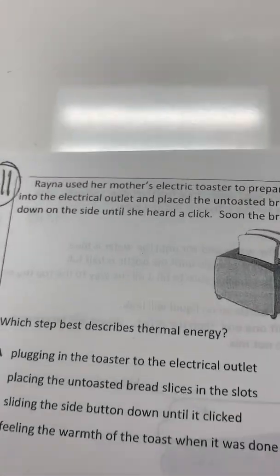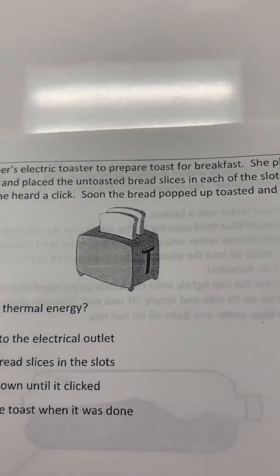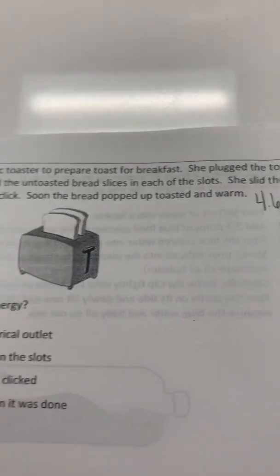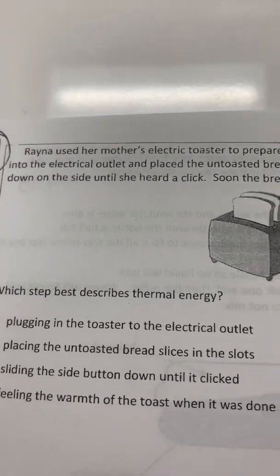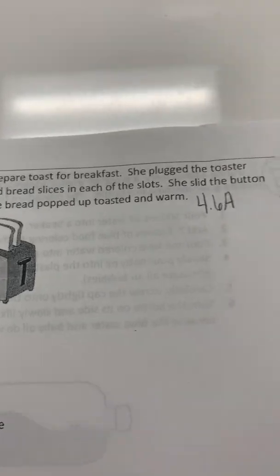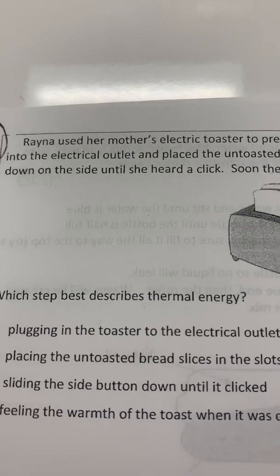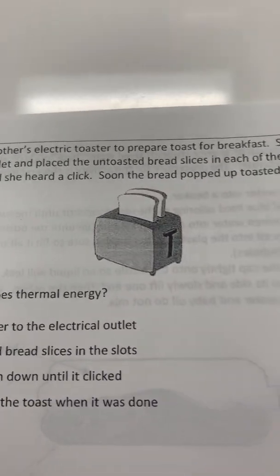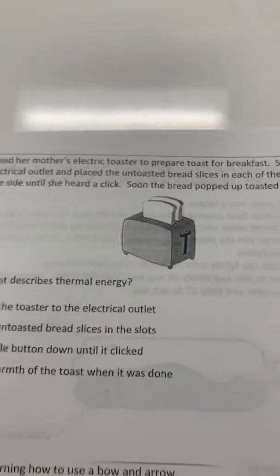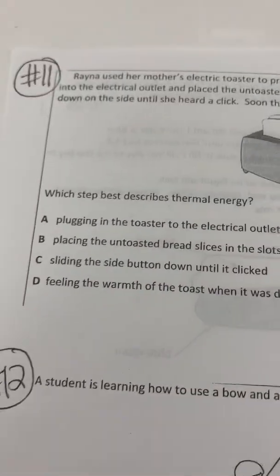Let's go to number 11. All right. Raina used her mother's electric toaster to prepare toast for breakfast. She plugged the toaster into an electrical outlet and placed the untoasted bread slices into the slots. She slid the button down the side until she heard a click. Soon the bread popped up, toasted and warm.